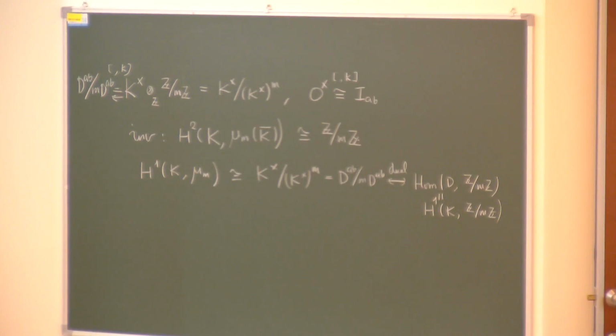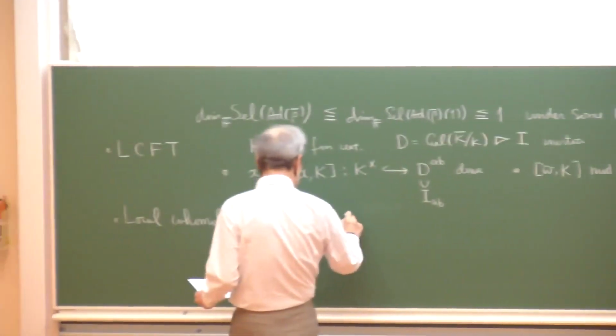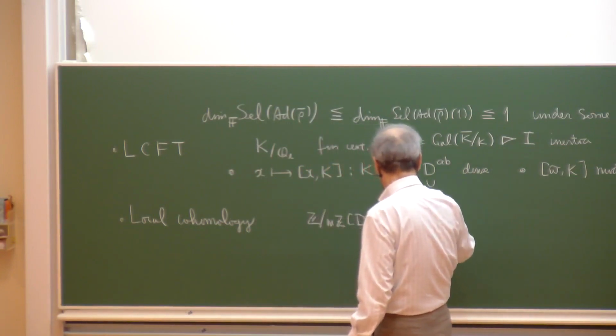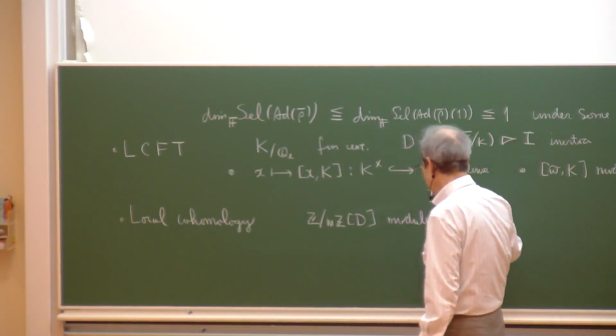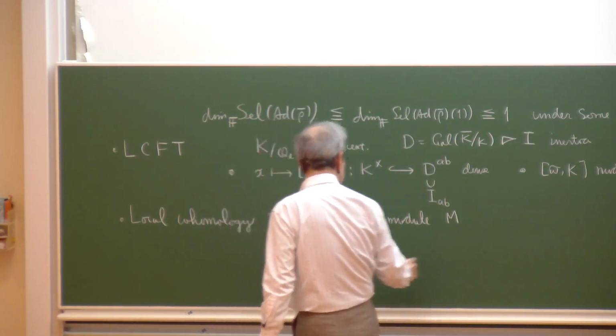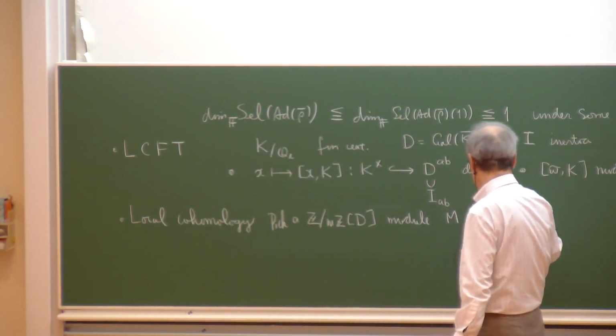So say you have a Galois module, say a finite Galois module, a Z over mZ module, you take a group ring module. M, you pick just this one. And suppose that the size of M is finite.